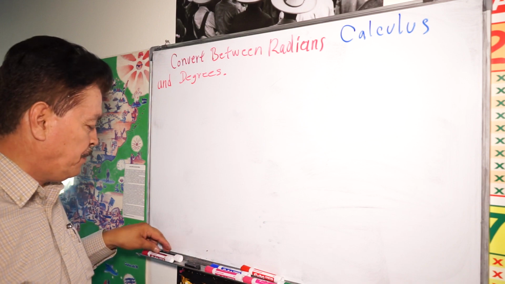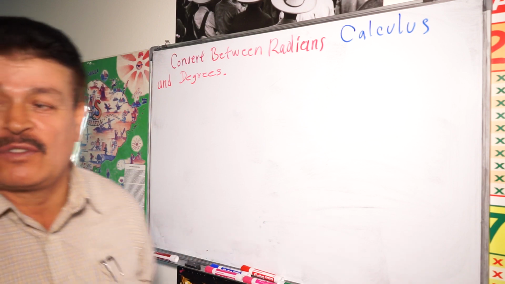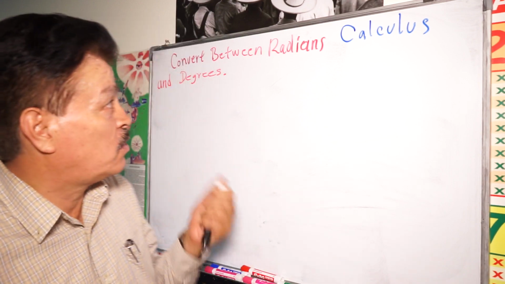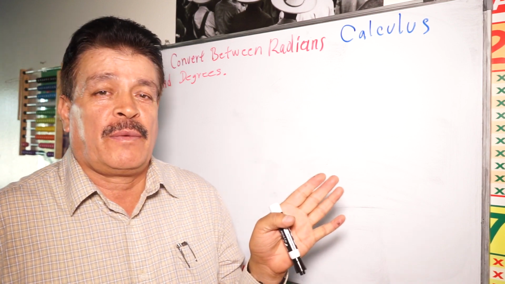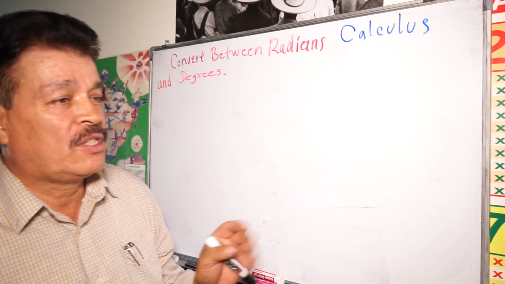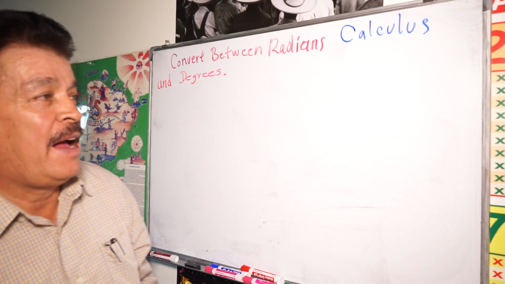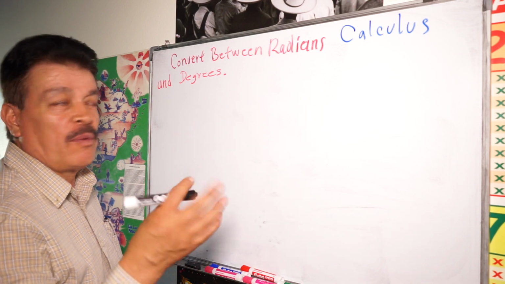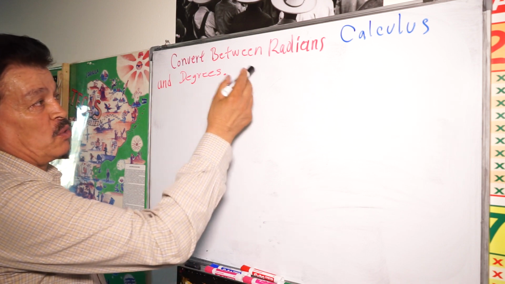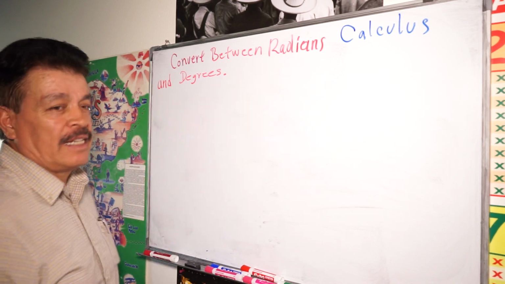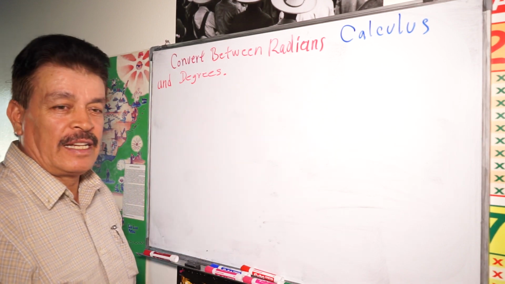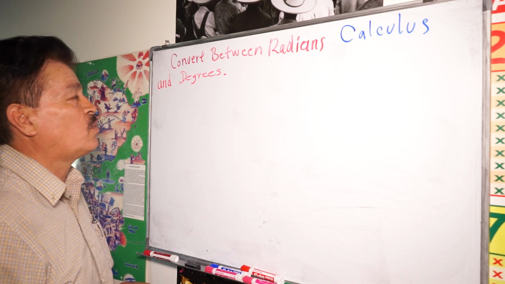This class, we have this topic for today. We need to convert radians to degrees. Okay, this is our topic. Very simple, very easy. Convert between radians and degrees. Change degrees to radians or radians to degrees.